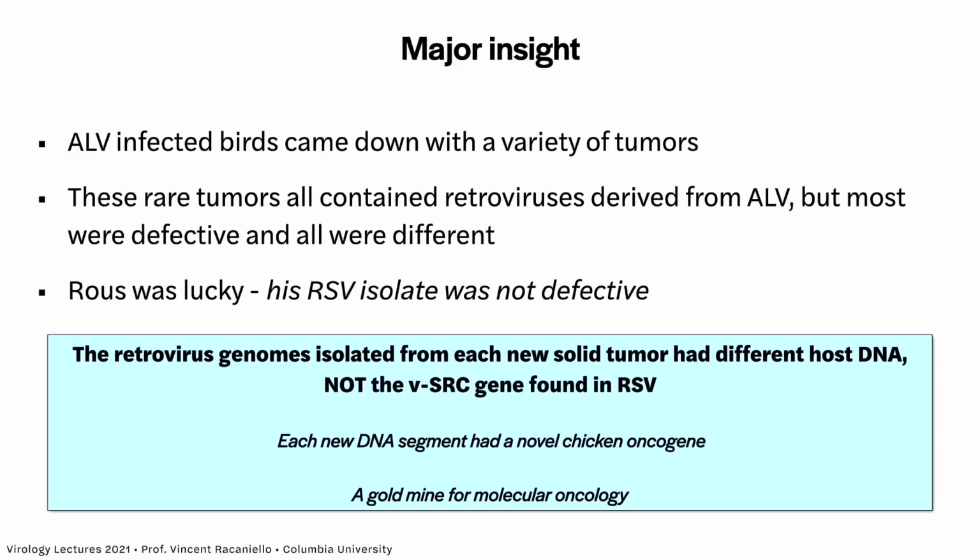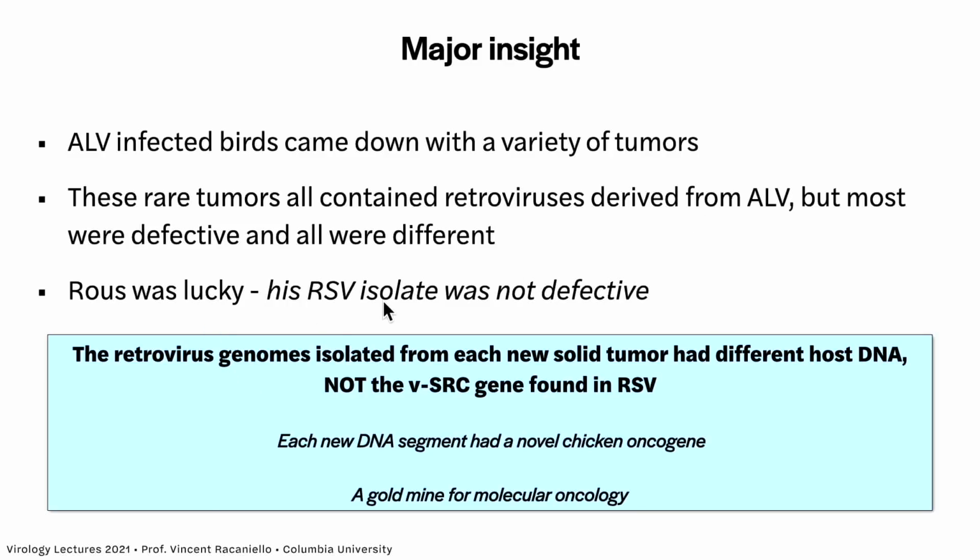All infected birds, after their leukemia, come down with a variety of tumors, not just sarcomas, but other types as well. Bishop and Varmus studied the sarcoma, but other people studied other kinds of tumors. And these tumors all have retroviruses that are derived from ALV, but they have a variety of host genes that are substituted. Now, most of these viruses are defective because the addition of the oncogene has removed viral genes.